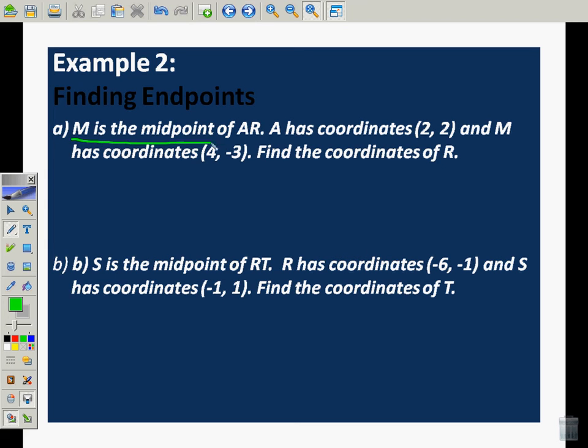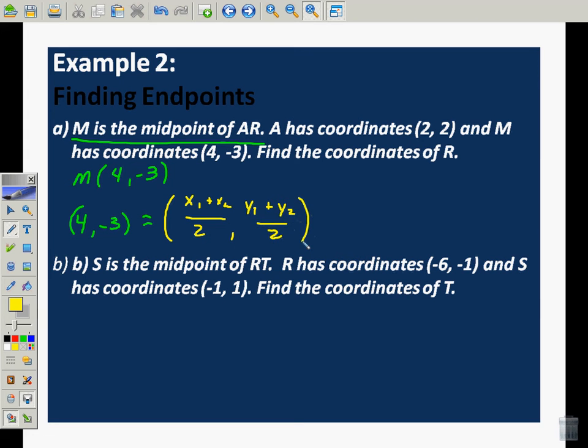So M is the midpoint of AR. Okay? And M is equal to 4 comma negative 3. Well, that 4 comma negative 3, I'm going to write this a little bit farther over. 4 comma negative 3 is going to be equal to our formula. Because remember, this is really just the average of x1 plus x2 over 2, comma y1 plus y2 over 2. Okay? And so we're going to set each of these pieces equal.